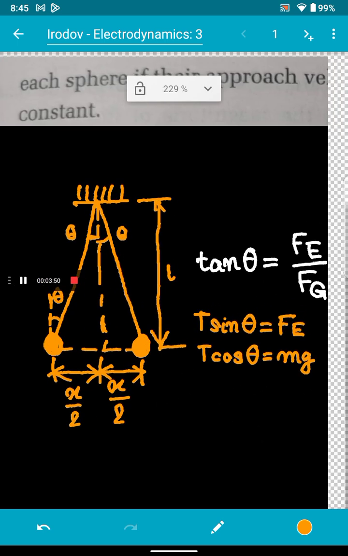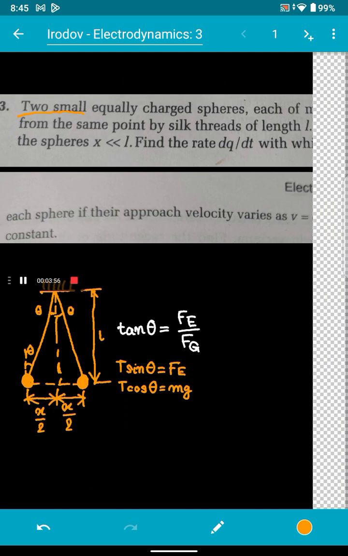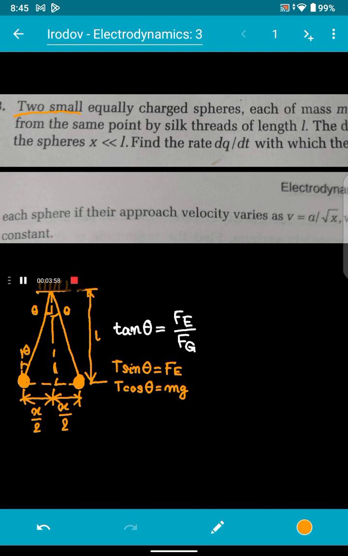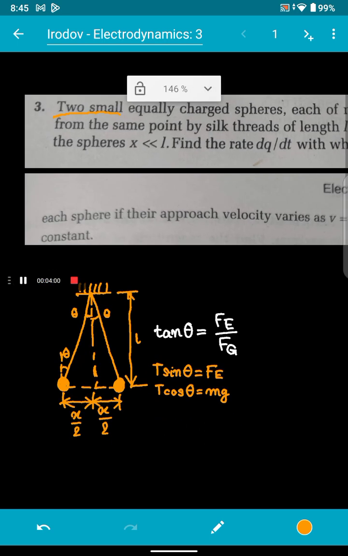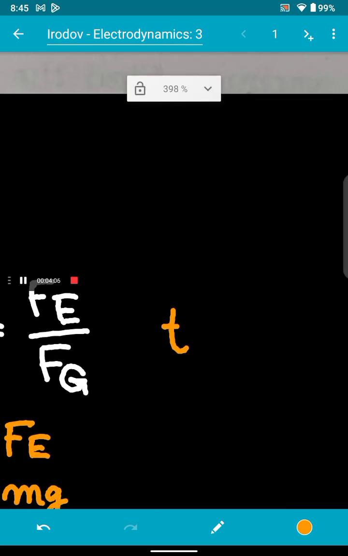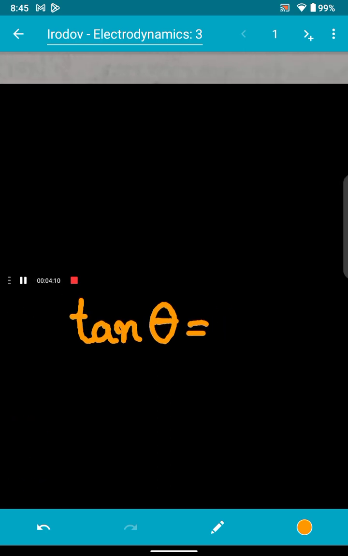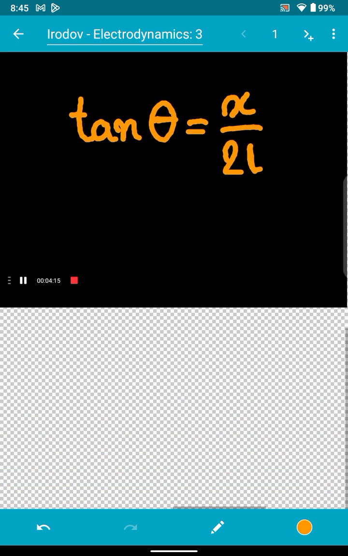So anyway, let's solve this now. Here we have the velocity approach, v is equal to a by root over x. Now what can we write for tan theta? Here from geometry we can write that tan theta is equal to x by 2L. That's from the definition of tangent of an angle.